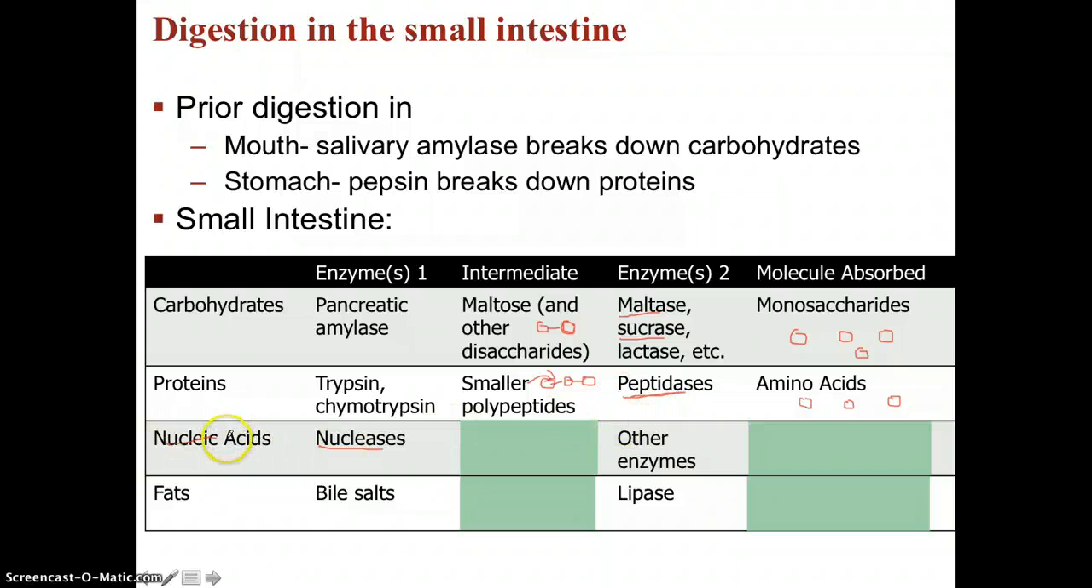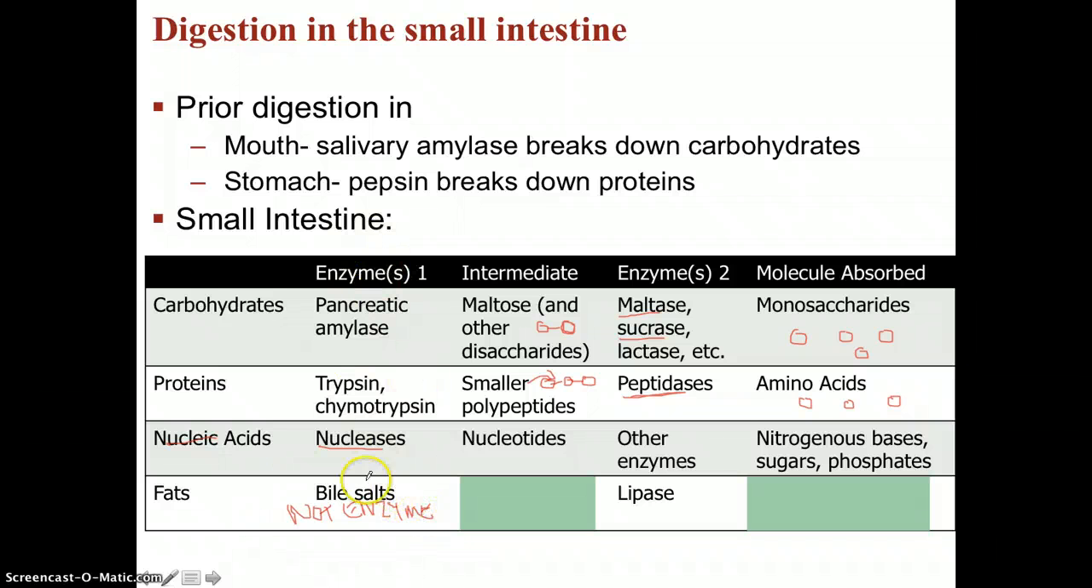So nucleic acids are broken into nucleotides, and even though this is the monomer, also this enzyme name is hopefully easy to remember, nuclease, but then nucleotides can be broken down even further. So the names of the enzymes here aren't important, but you've got a sugar, a phosphate, and a base, the components of nucleotides. And then fats, I would just kind of have in mind that bile salts are actually not an enzyme.